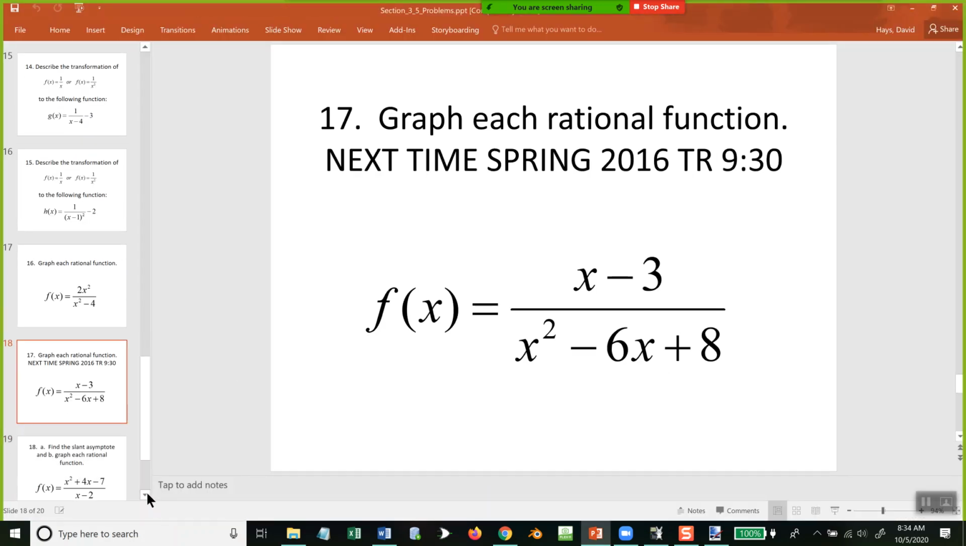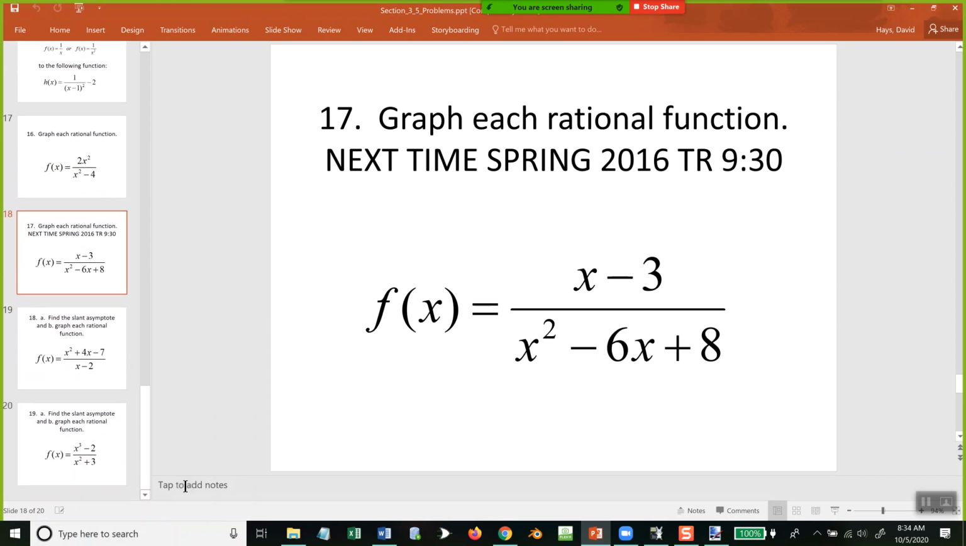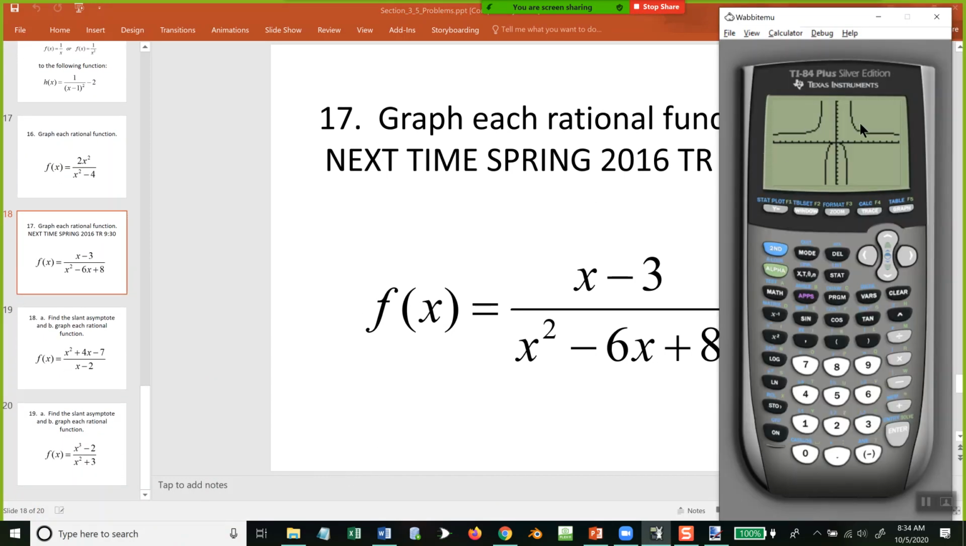Let's go ahead and look at the graph of this one. Again, the key is put parentheses around the top, parentheses around the bottom. So I'll have begin parentheses x minus 3, close parentheses, divided by beginning parentheses x squared minus 6x plus 8. And then graph.